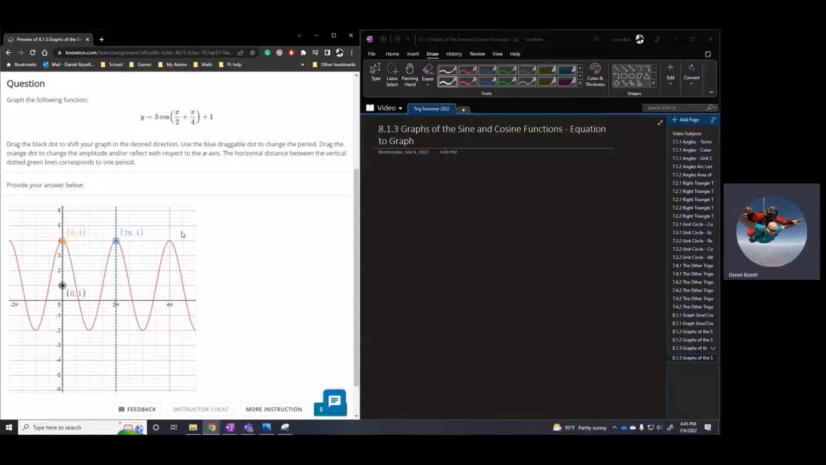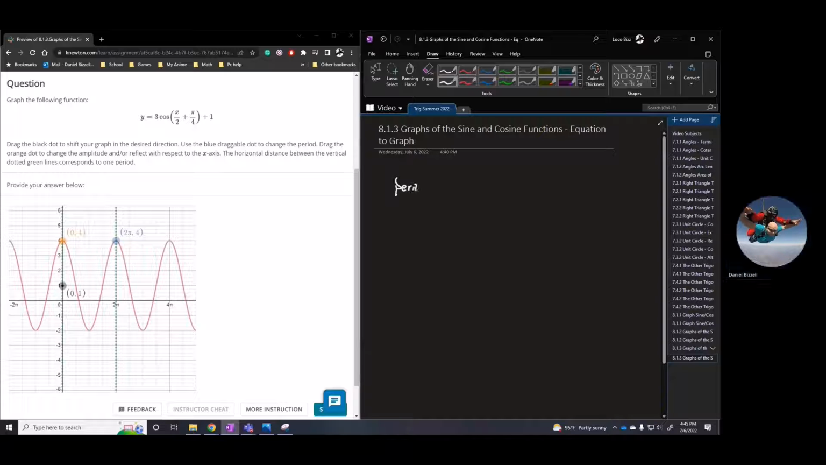Now we need to figure out what our phase shift and our period are, but let's go ahead and start with our period. So we know our period is equal to 2 pi over b. Okay, we don't know what our period is, but we do know what b is. Our b in this case is 1/2.